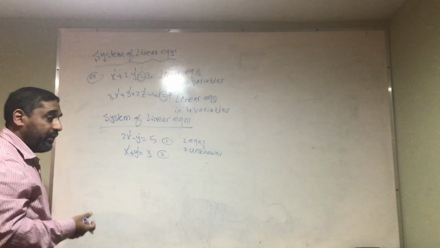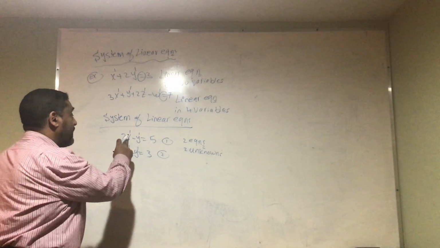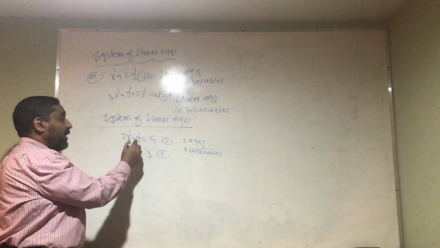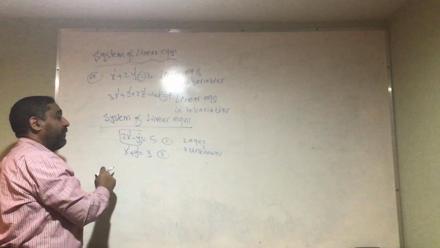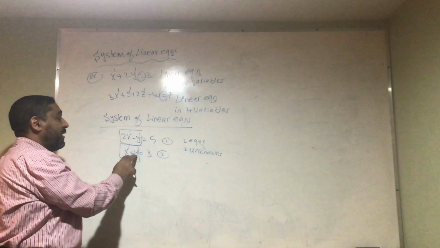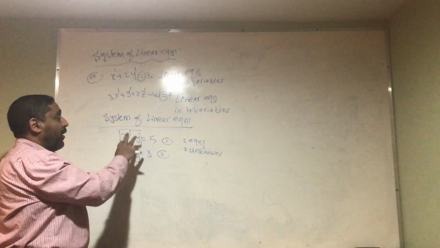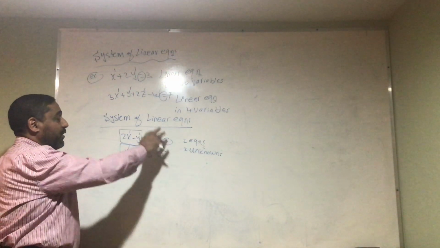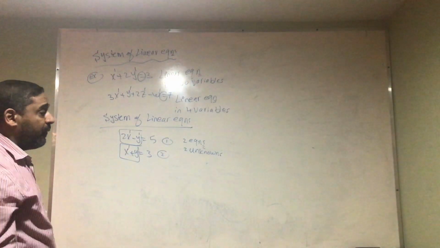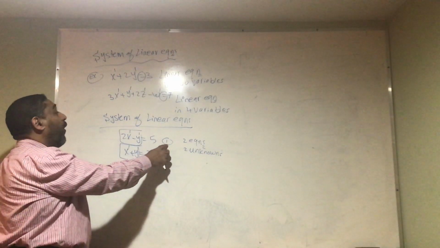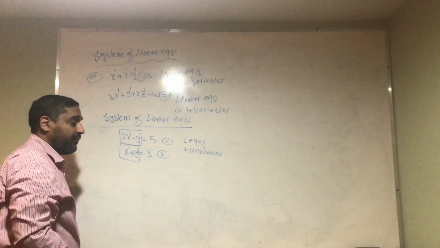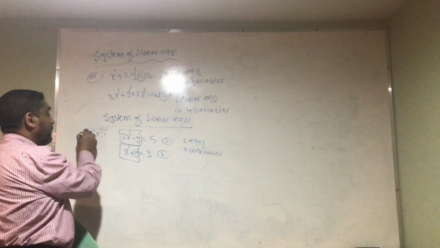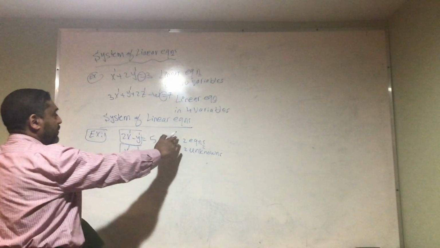So what do we mean by solve? When I say solve, I'm looking for the values x and y such that those values satisfy equations 1 and 2. If I put x and y here, I must get 5. If I put the same x and the same y in the second one, I must get 3. So I'm looking for values of x and y that satisfy both equation 1 and 2. If they satisfy only one of them, then it is not a solution for the system of linear equations. All right, so that is example number 1: 2 equations, 2 unknowns.